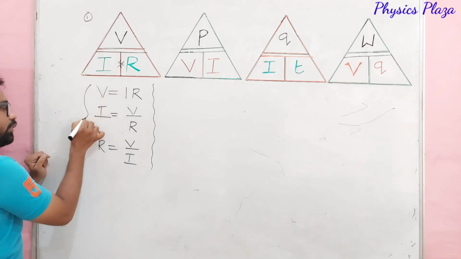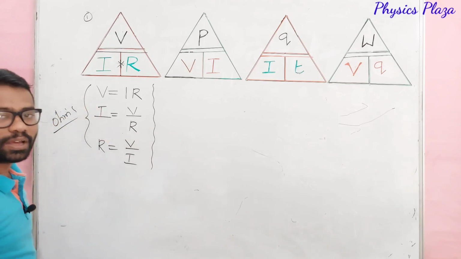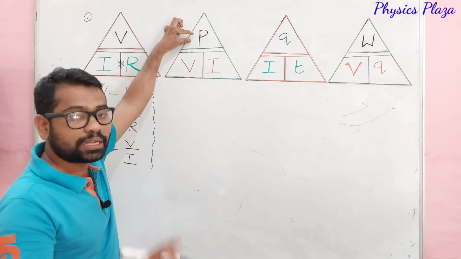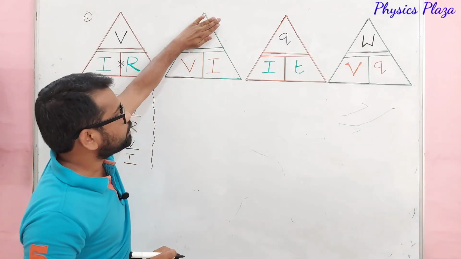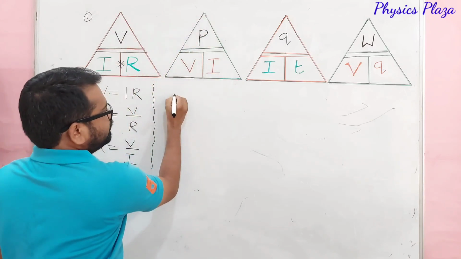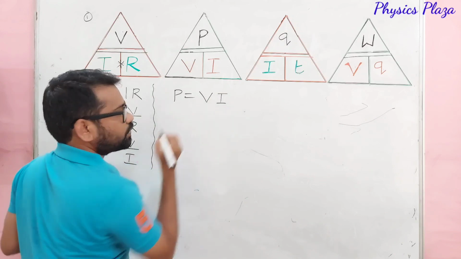Got it? Fine. So this is all about one magic triangle in which we got three formulas. Dear children, this is all about Ohm's law. Come to the second magic triangle. P refers to what here? Electric power. So the electric power formula I want. So P is equal to V into I. So P is equal to V multiplied by I.